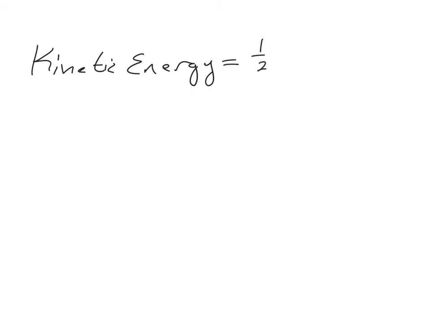So we have to start. Let's talk about kinetic energy. Kinetic energy is the energy of motion. So any object that is moving has kinetic energy, and the magnitude of that is 1/2 mv squared, and we use the symbol K for that.